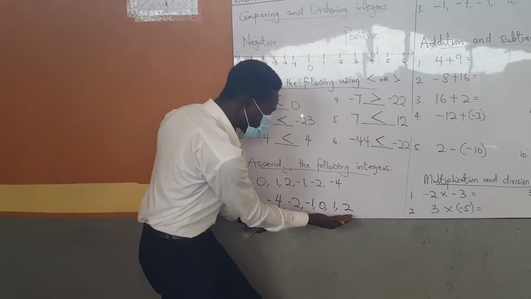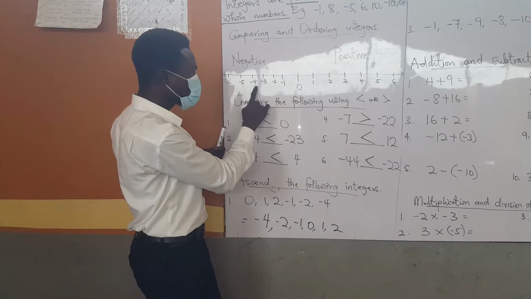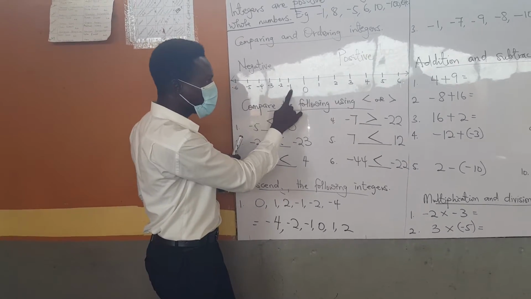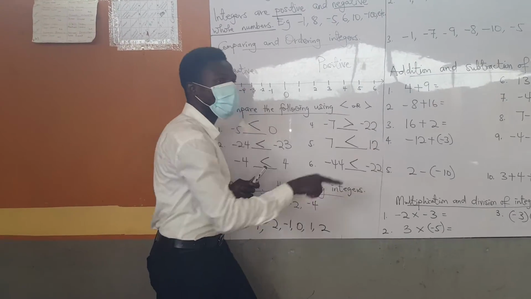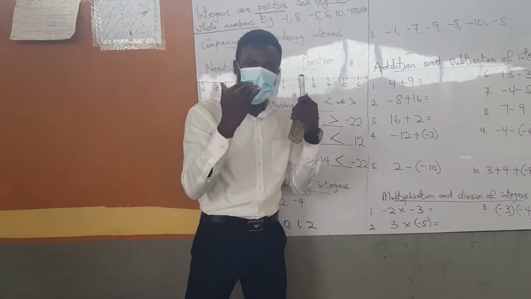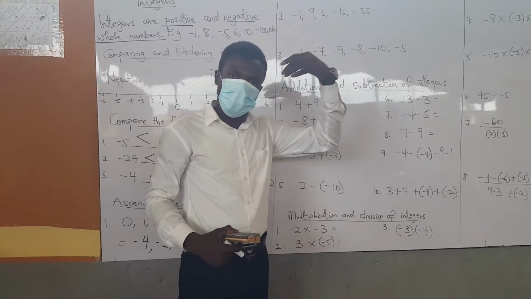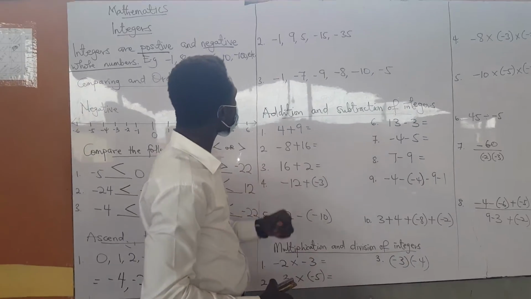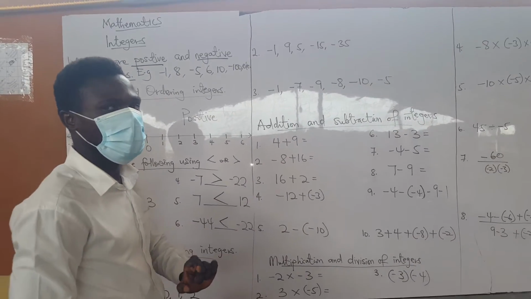So when you picture this on the number line, you get to know that 4 comes, followed by this, followed by that, in that order. And this is ascending order of integers. The least should come first, then the greatest should be at the rear.